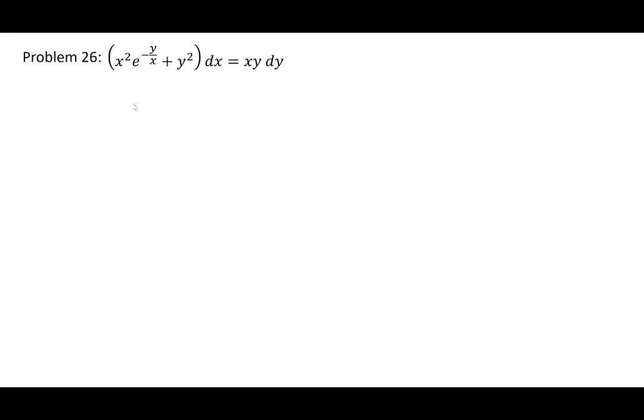Wait. So you mean we should not have an x square? Okay. What if we divided both sides by an x square? What happens? x square over x square is just 1, and we will have an e to the negative y over x, plus we'll have a y square over x square, which we can write as y over x, the quantity square. And on the right hand side, we have xy divided by x square. That reduces to y over x.